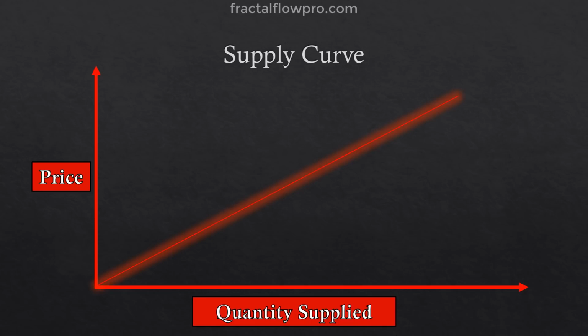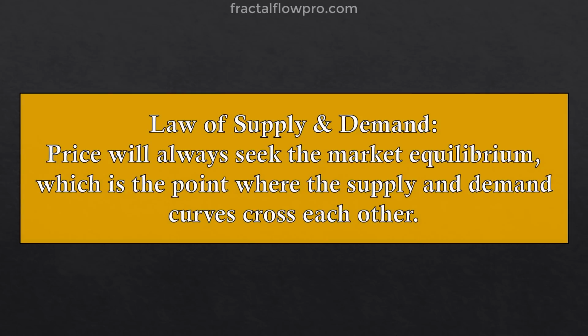Given these two separate definitions, we must now combine them to understand the law of supply and demand and the notion of market equilibrium. The law of supply and demand states that price will always seek the market equilibrium, which is the point where the supply and demand curves cross each other. In other words, when the quantity that all buyers want to buy is equal to the quantity that all sellers want to sell, the price of this market will be at equilibrium, meaning that it doesn't change because there is no motivation to do so.